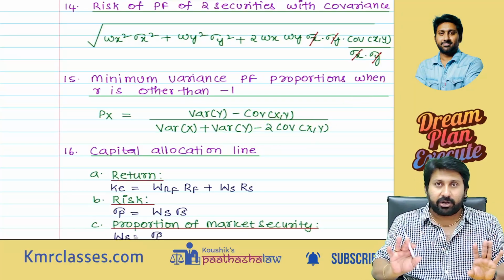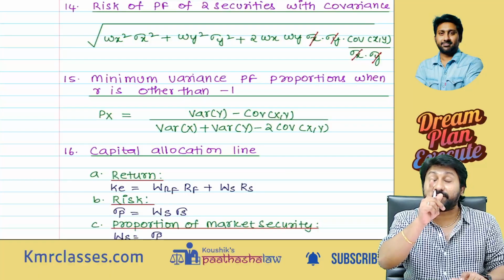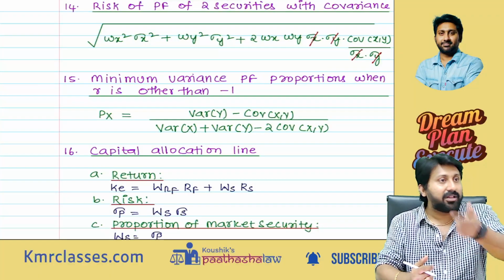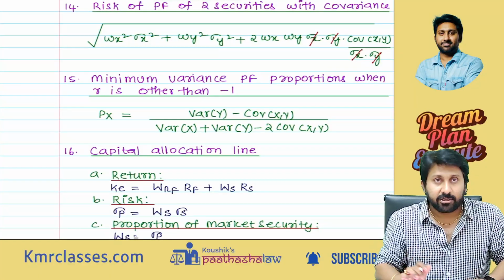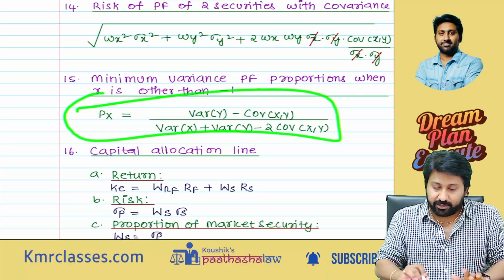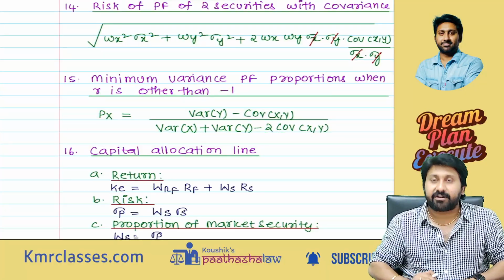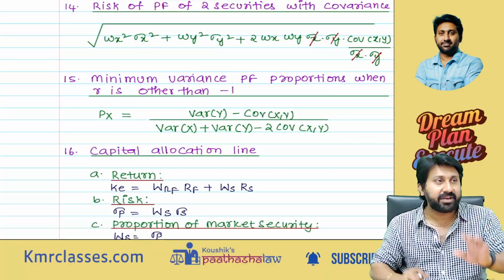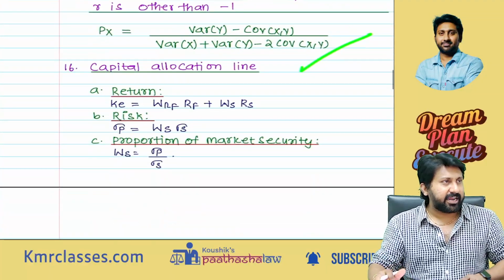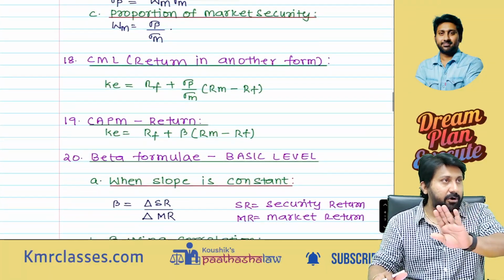Remember, this is not a regular class on portfolio. I have taken 52 hours. I can't do all those things now in 5-10 minutes. So observe the formula clearly: variance of y minus covariance of xy divided by variance of x plus variance of y minus 2 covariance of xy. Next, capital allocation line, these are not important. I am not going to touch that now.